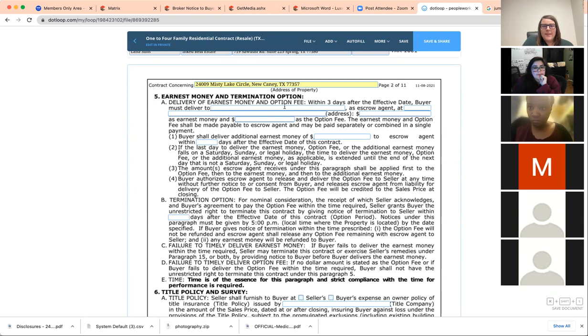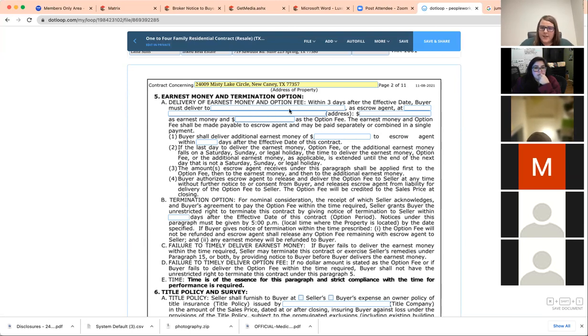Now you must deliver option and earnest money within 3 days of the effective date to the title company. So the first line is the title company's escrow agent. I see it both ways. You can put the escrow agent or title company. It hasn't been an issue doing either. You could do both, either way.